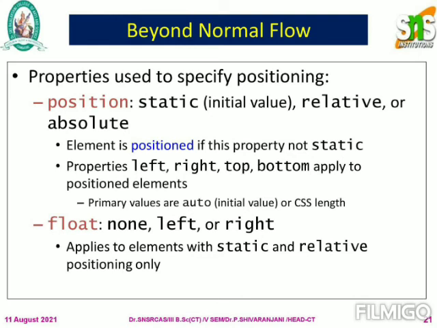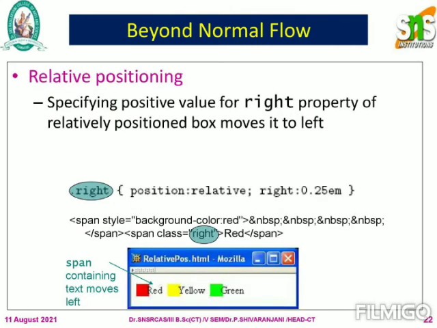The properties left, right, top, and bottom apply to the positioned elements. The primary values are auto, the initial value, or a CSS length. The float can have none, left, or right. It may apply to elements with static and relative positioning.